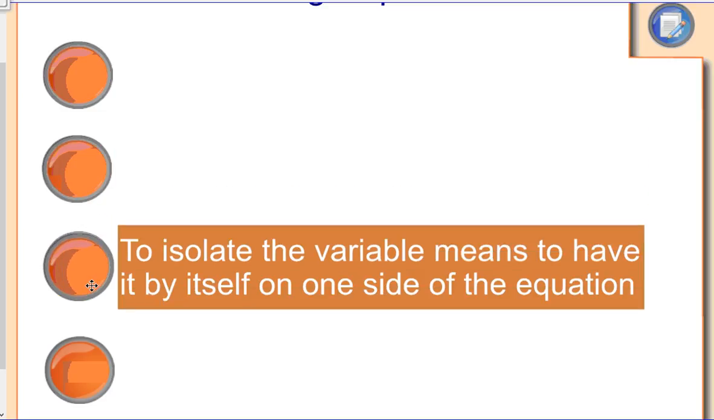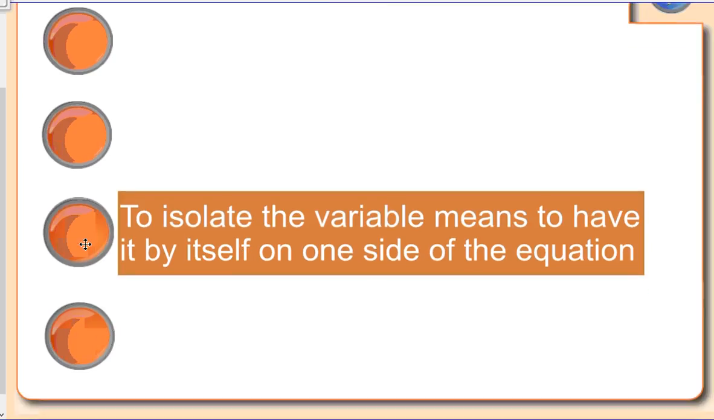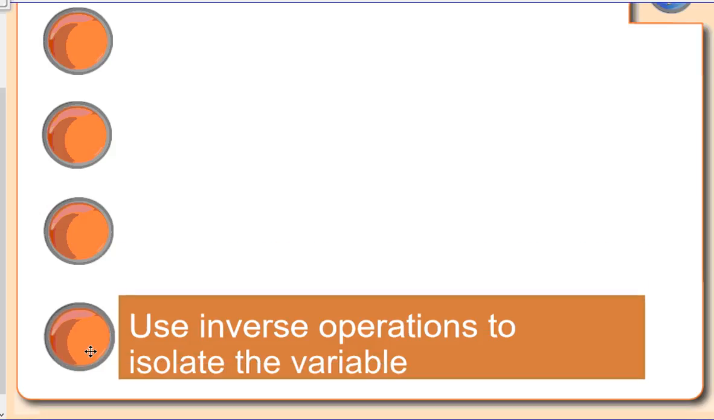Okay. The next thing we need to remember is we need to isolate the variable. It means to have it by itself, just like I stated. And then to use inverse operations to isolate the variable, which I talked about in the previous slide. Okay, so let's look at some examples.